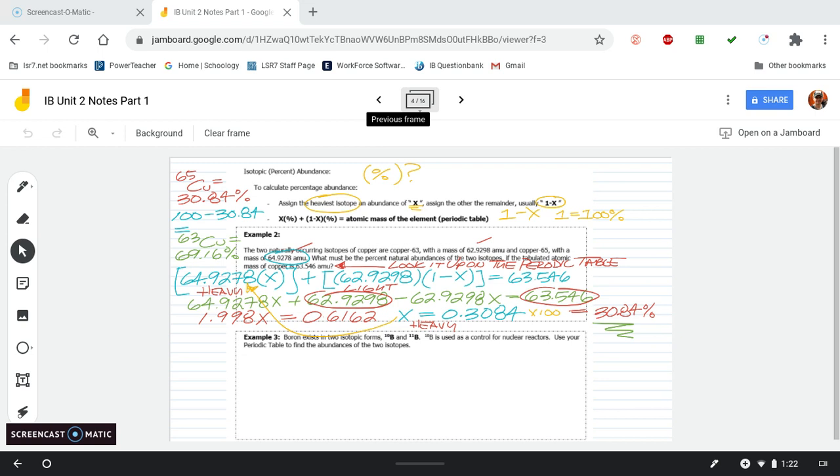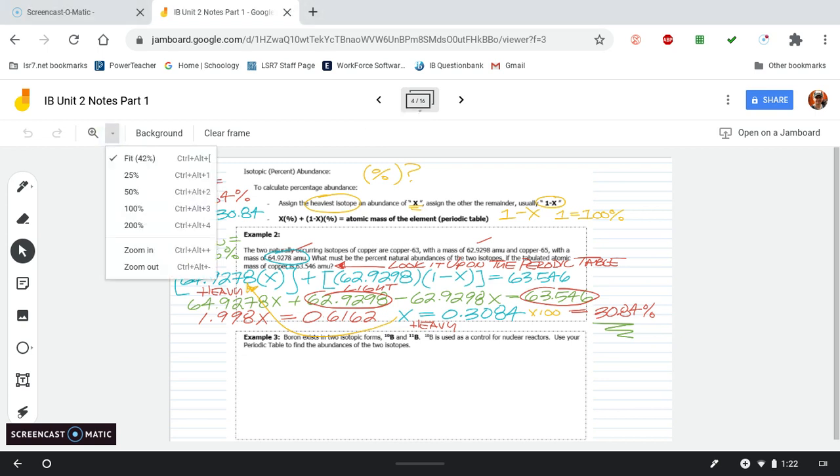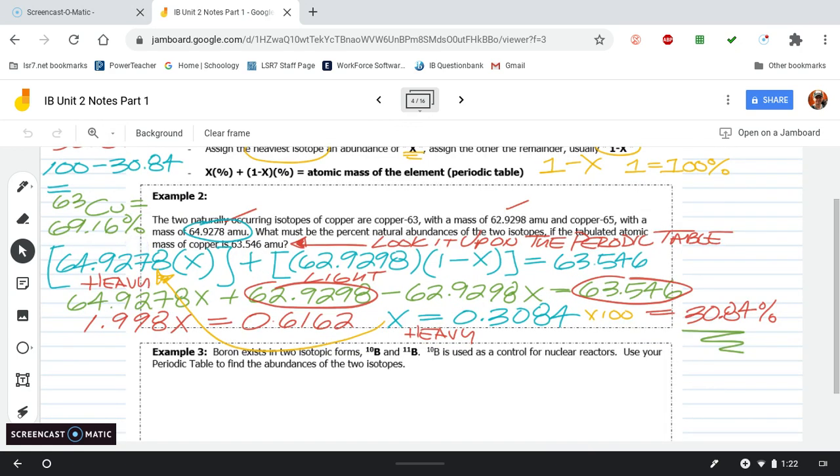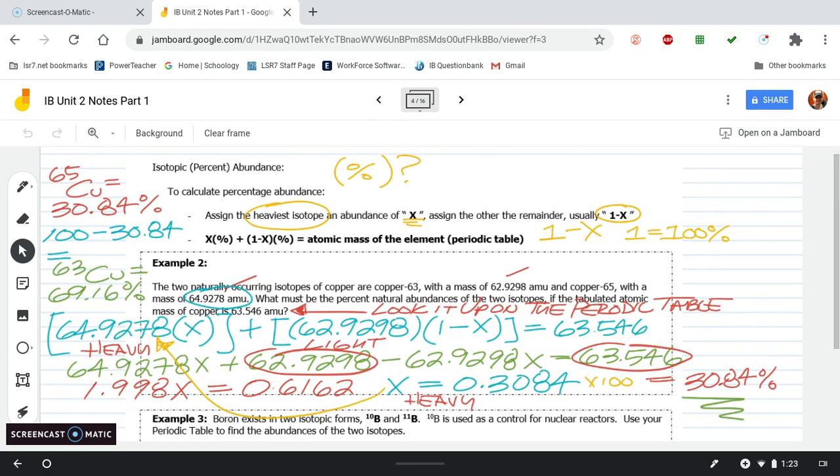Okay, so we finished up that last example, and I didn't tell you on the last example to do this, but we figured out how to find those percentages. So we had the two percentages on the last one: the percentage for the copper 63 and the percentage for the copper 65, and those are right up here.